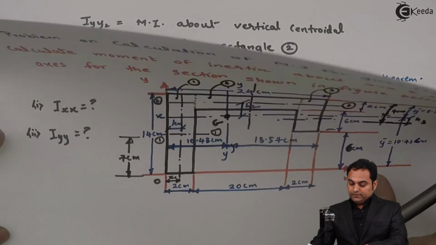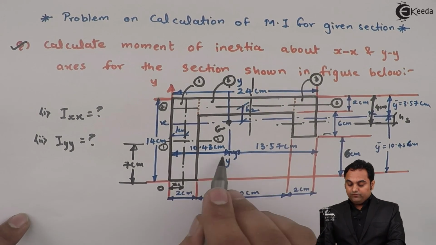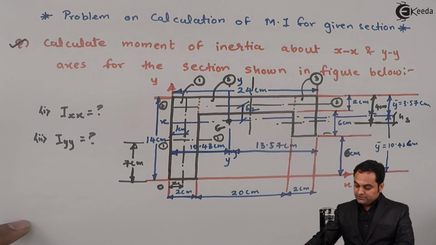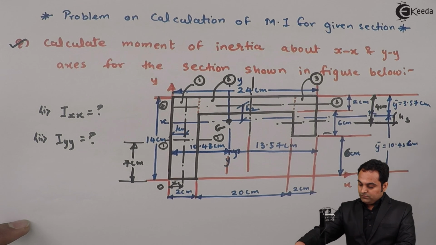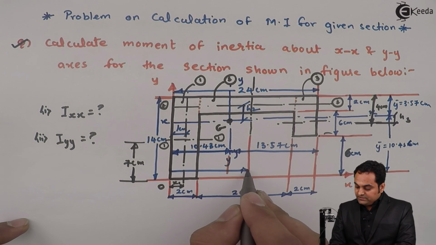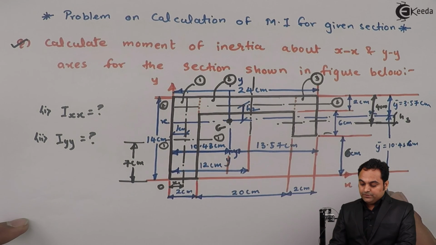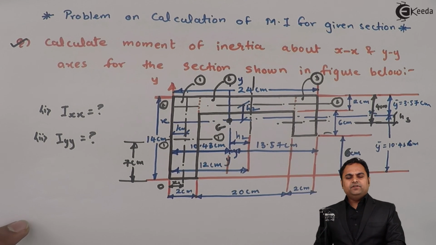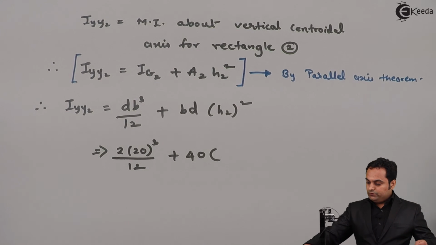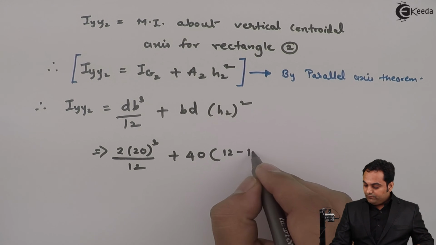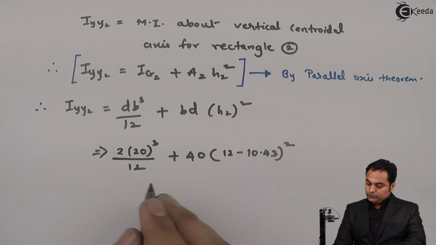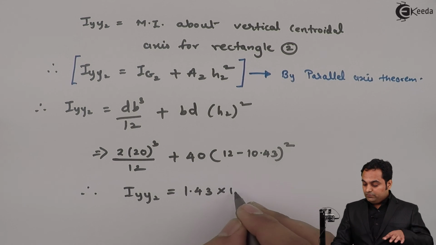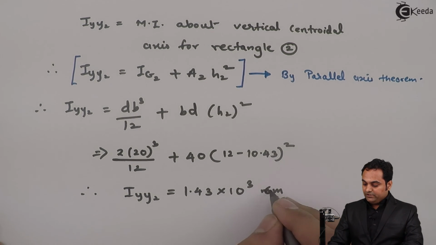Now what is h2? The y-axis for the complete section is at 10.43 cm distance, but the y-axis for rectangle 2 is at half of 24, that is 12 cm distance. So here is the y-axis for the complete section. So 12 minus 10.43, this value is h2, the distance between the two axes, and that is why we are using parallel axis theorem here. So 12 minus 10.43 square. So from this I'll get Iyy2, and my answer is 1.43 into 10 raised to 3 centimeter raised to 4.